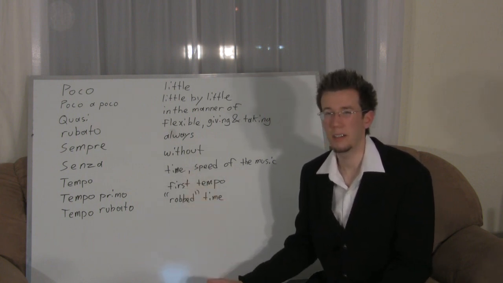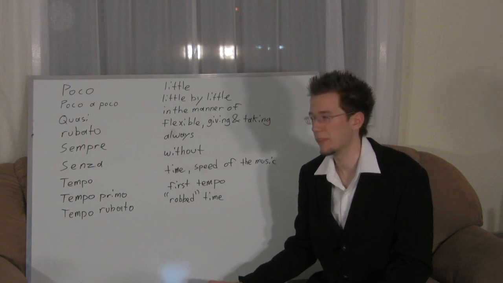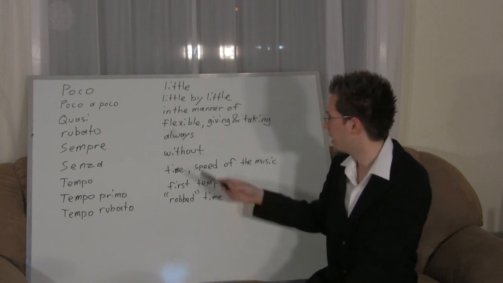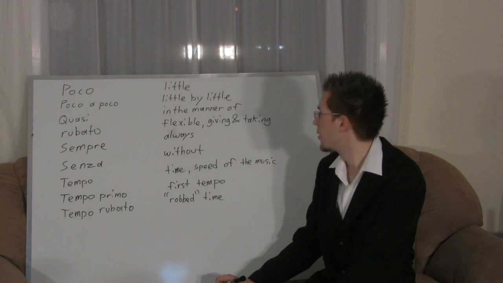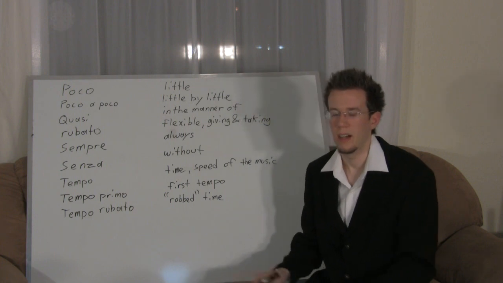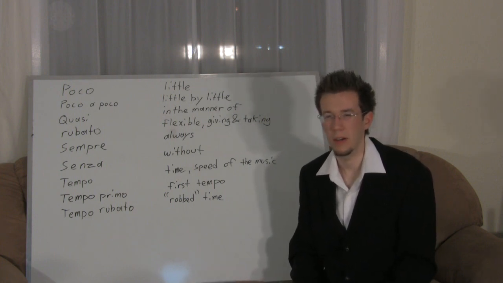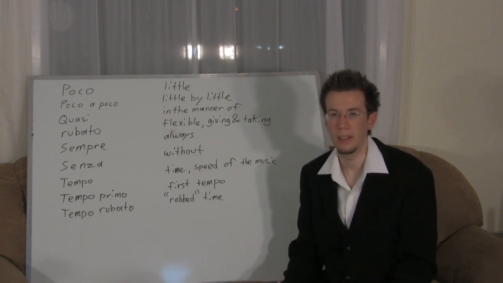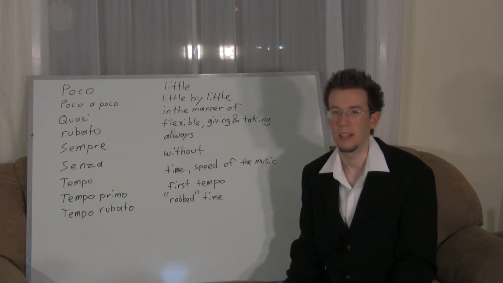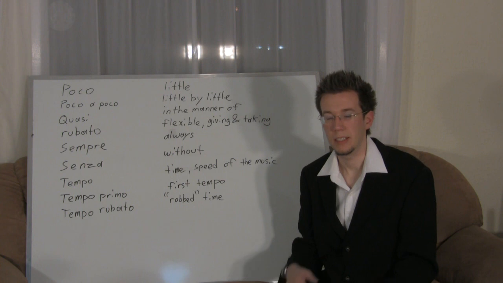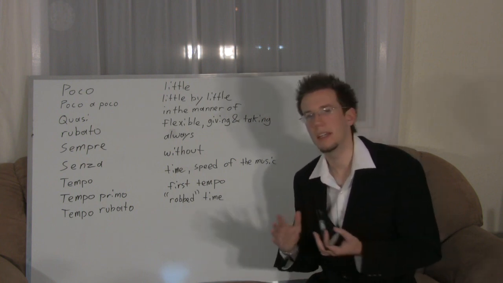Rubato, now this is a really hard term to define. Super hard, because it's kind of an art form in and of itself. You can describe it as flexible, or giving and taking, and it's a time term, so it has to do with rhythm. If you're playing piano, you'll play rubato mostly in Chopin and Debussy and stuff like that. Chopin definitely. It's like you're playing steady, but you're giving and taking in certain areas.